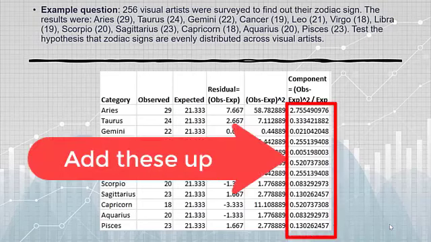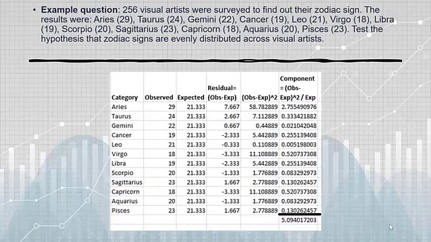When we add all of those together, we get 5.094. And that is our chi-square statistic. In the next video, I'll use that statistic to perform the hypothesis test.